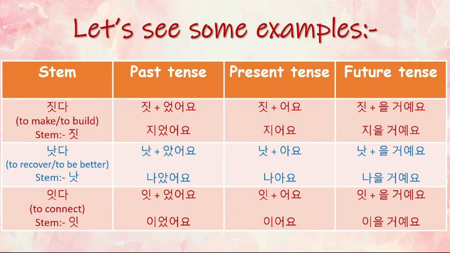Okay, then only you are going to understand why I am attaching a particular ending with the given verb stem. Okay, now here 았어요 is going to get attached to the verb stem.